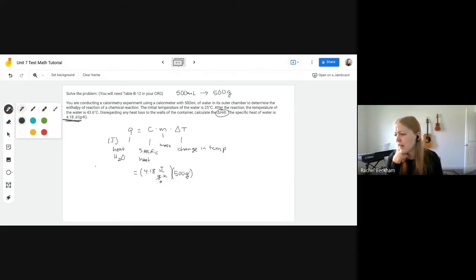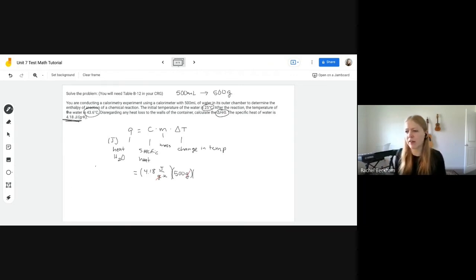Okay, and the last thing I need is the change in temperature. So it looked like the temperature changed from 25 to 43.6. So what is that change in temperature? It started at 25 and then it went to 43.6. So we could just subtract 43.6 minus 25 to get us the change in temperature. And I'm getting 18.6 degrees.